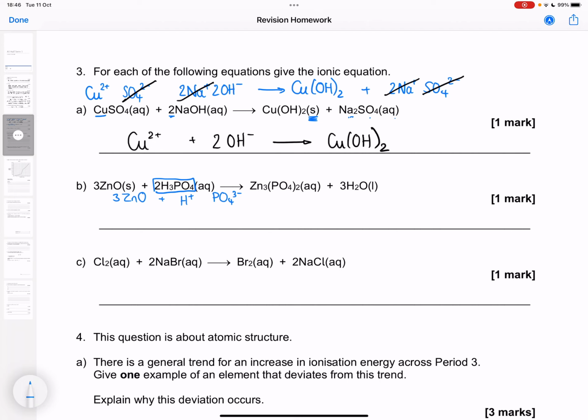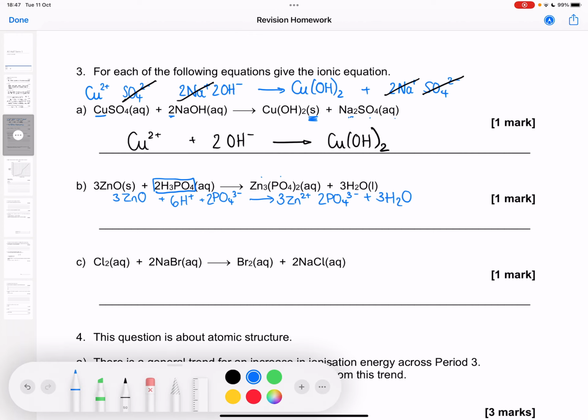Now this is donating H+ ions. Now one phosphoric acid has 3 of these, but we've got 2 phosphoric acids, so we've got 6 H+ ions, and 2 phosphate ions. Then we've got zinc phosphate. Now we have to remember that zinc is always 2+, but we can tell that because we know that if we've got 2 phosphate ions, which are 3-, which we should know, we must have 3 zinc 2+ ions to balance the charge. But then we've got water, and because water is a liquid, it cannot be separated into ions.